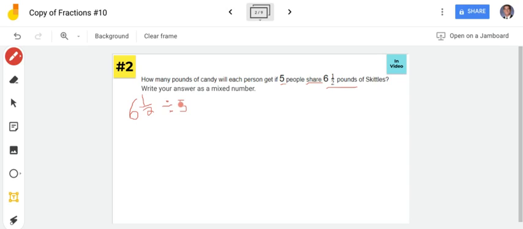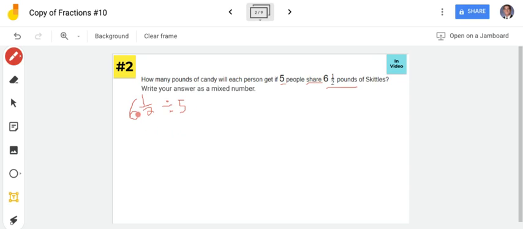Now, by way of illustration here, I want to show you what if this was instead 10. If this was 10 pounds of Skittles, then I think you would catch on pretty quickly that I should divide here. If 5 people are going to share 10 pounds of Skittles, I would take my total amount of Skittles, 10 pounds, and I would divide it among the 5 people, right? And 10 divided by 5 would be 2. Each person would get 2 pounds. But I know that I'm not dividing 10 pounds, I'm dividing 6 1/2 pounds. So back to my original problem, I have 6 1/2 pounds divided by 5.